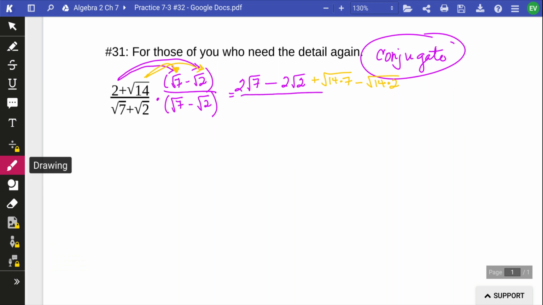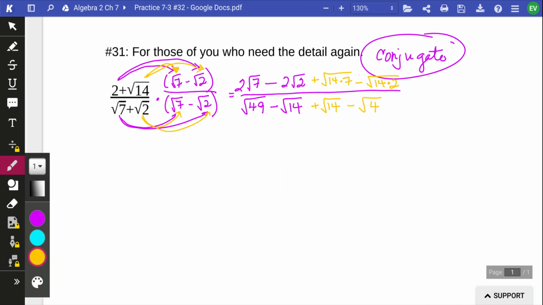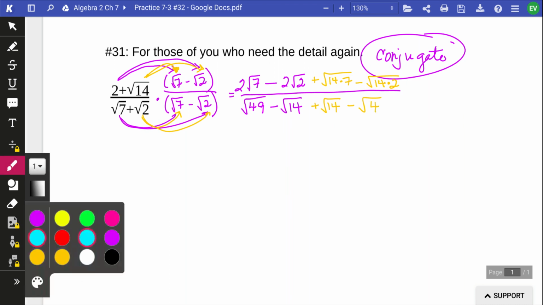In our denominator, we do the same thing. So square root of 7 times the square root of 7 is the square root of 49. Square root of 7 times the square root of 2, so minus the square root of 14. I'm going to change my color for my second term. So the square root of 2 times the square root of 7, so plus the square root of 14. Square root of 2 times the square root of 2, so minus the square root of 4. Now we go to simplifying.